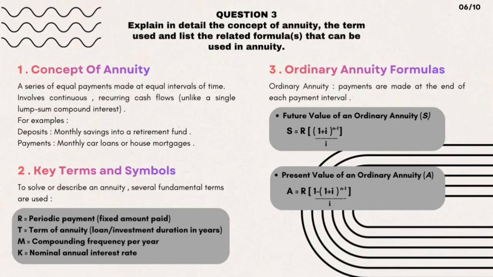First, let's look at the concept of an annuity. By definition, an annuity is a series of equal payments made at equal intervals of time.